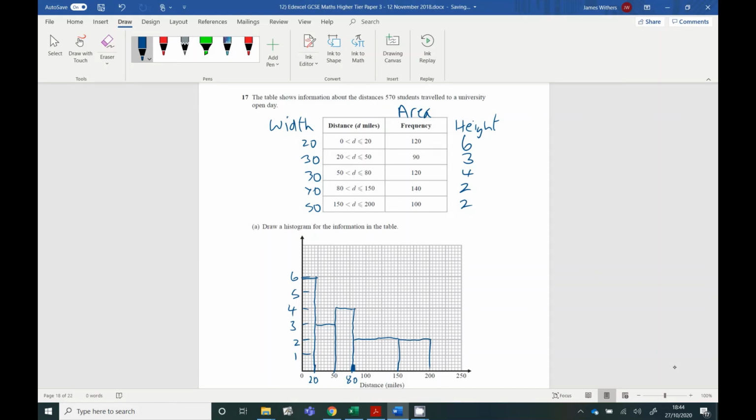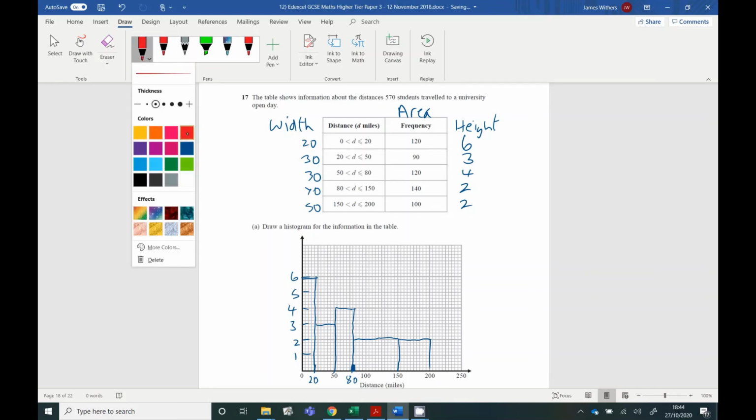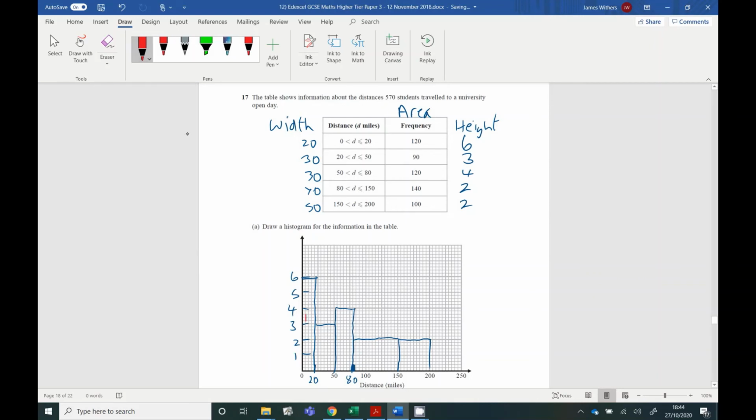So in short, the areas of these bars represent the frequency. Just so you're clear, 20 times 6 would be 120, so that area is 120. 30 times 3 is your 90 frequency. 30 times 4 is your 120. 70 times 2 is your 140. And 50 times 2 is your 100. So that's the answer to the first part of the question.